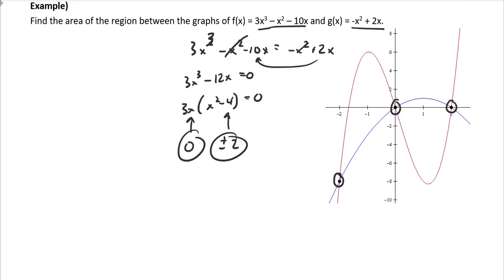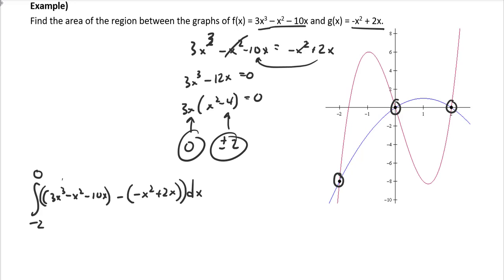In this case, what I'm going to do is start from the left and work my way to the right. So from the left, I'm going to go from -2 to 0. The top function is going to be that cubic function. So it's 3x^3 minus x^2 minus 10x, minus, now it's the parabola, so minus negative x^2 plus 2x, and that is dx.